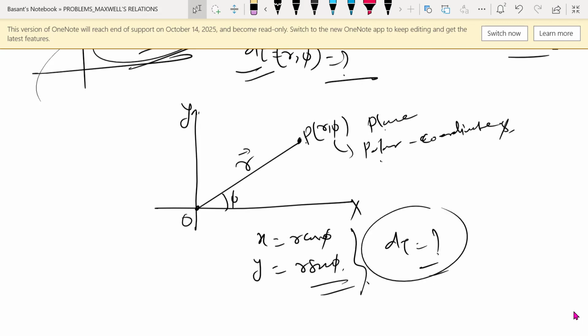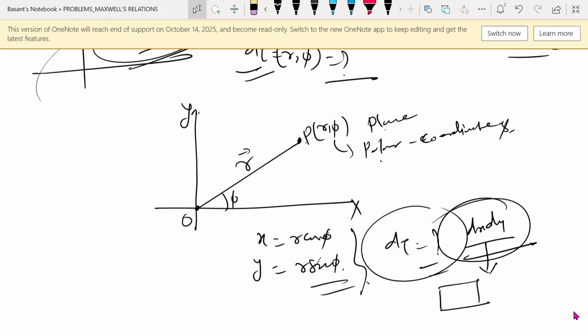So for d tau, that is dx into dy. This is dx and this is dy. Then this is the increased change in area. So I have to construct a change in area by increasing r and increasing phi.